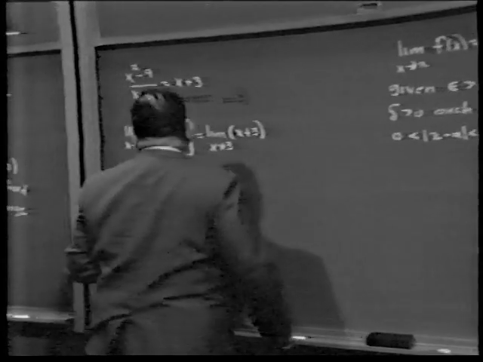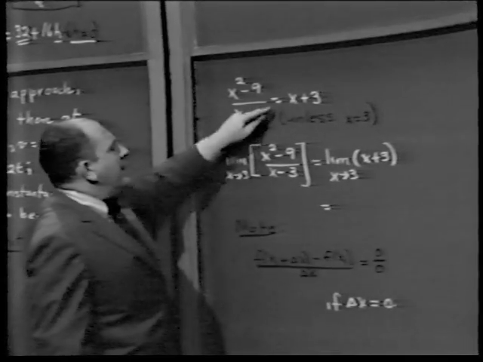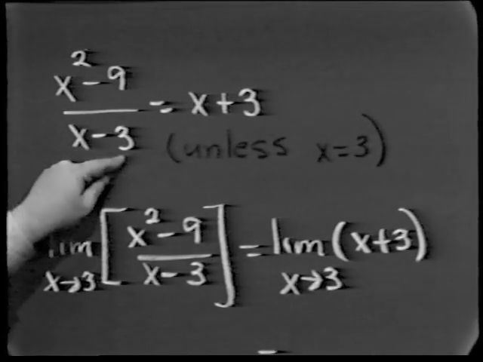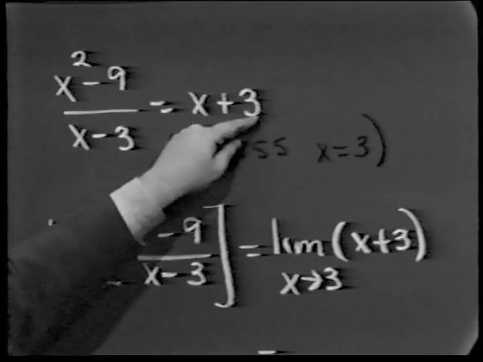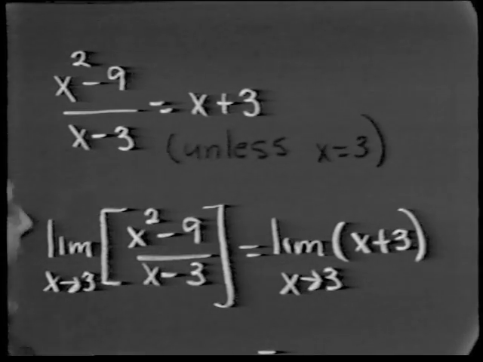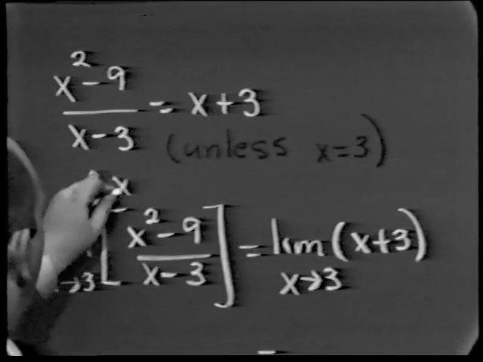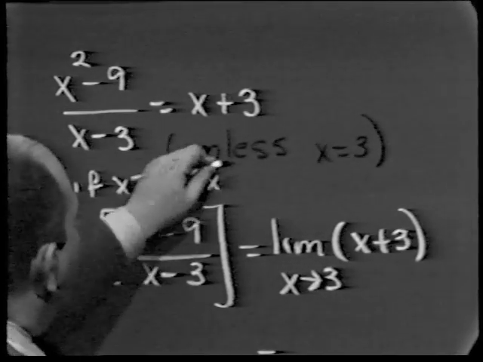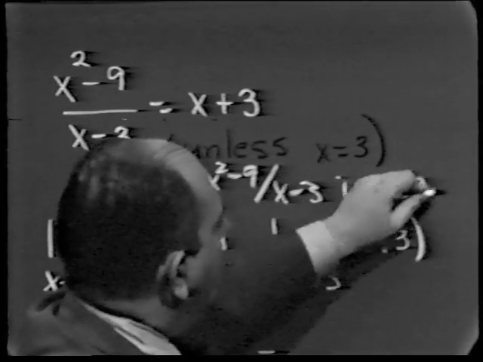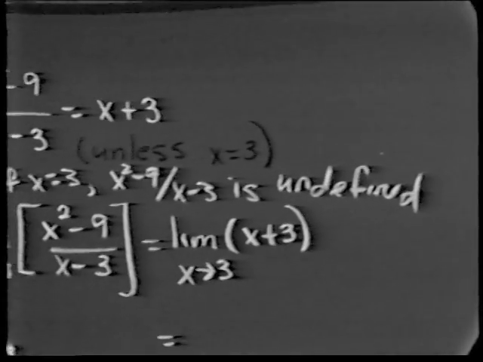In fact, to have been more precise, what we should have said was not that x squared minus 9 over x minus 3 equals x plus 3, but rather x squared minus 9 over x minus 3 equals x plus 3 unless x equals 3. And by the way, I should add here, what? That if x equals 3, then x squared minus 9 over x minus 3 is undefined. You see, that's what we called 0 over 0, undefined, indeterminate.